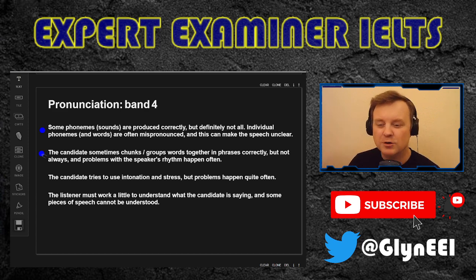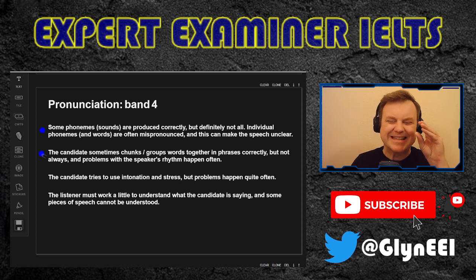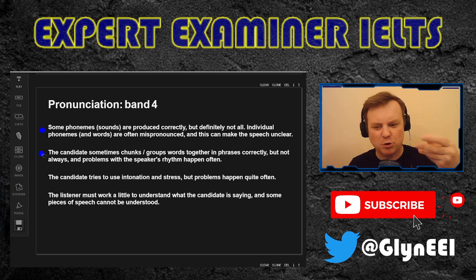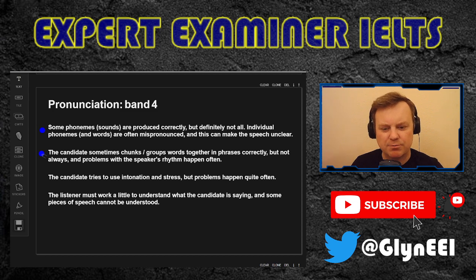So at band 4, the candidate sometimes chunks, but not always, and there are often problems with the speaker's rhythm. So, of course, if you speak mechanically, you have not very rhythmic language. It's important to say that sometimes they chunk, but it's noticeable that sometimes the language sounds mechanical or not rhythmic at band 4.